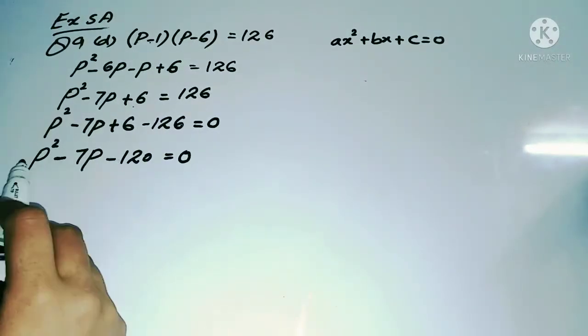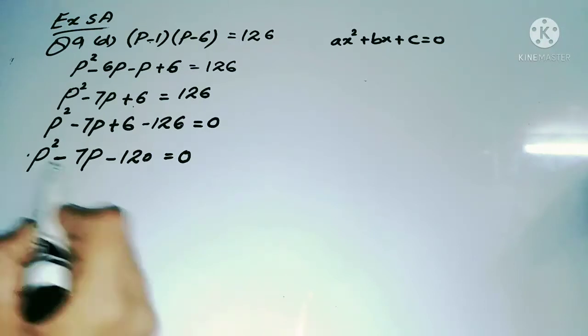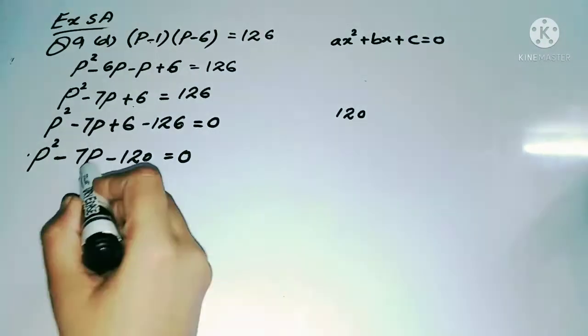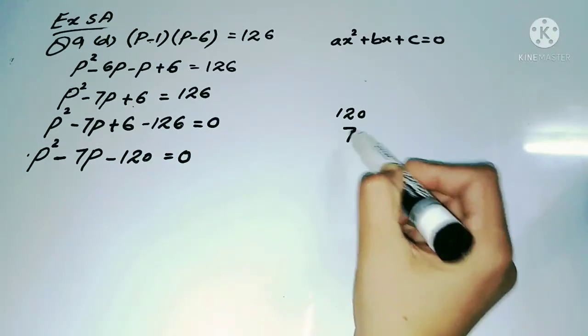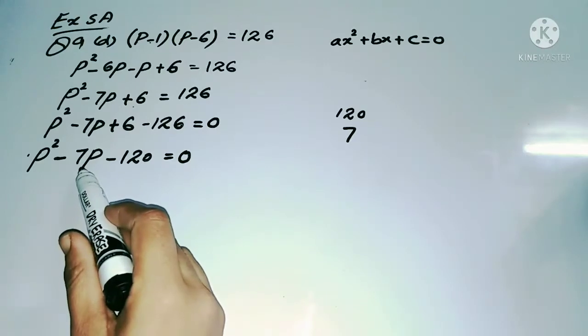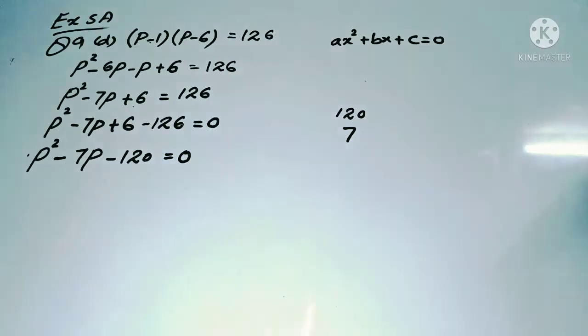So multiply the first and the last term together. Here the coefficient is 1, so 1 times 120 is 120. And the middle term is 7. Now you have to choose two factors that when you multiply them, you get 120, and when you add or subtract, you get 7. So what are those two factors?